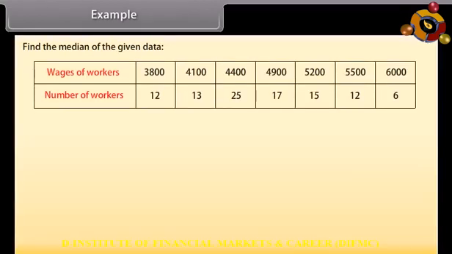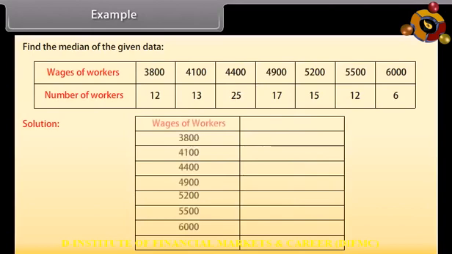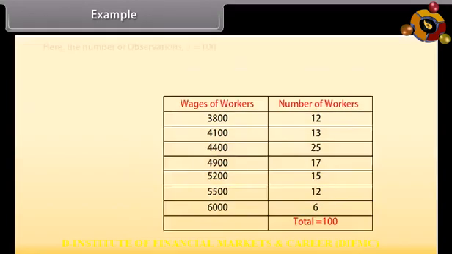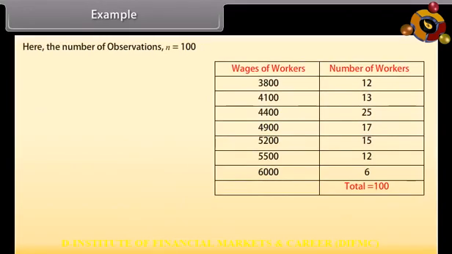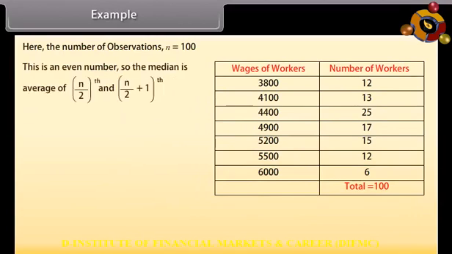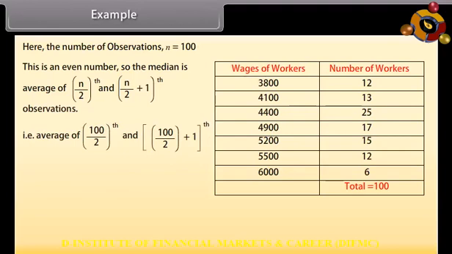Find the median of the given data. Solution. Firstly, we will write the wages of workers and the number of workers. The total number of workers is 100. Here the number of observations n is equal to 100. This is an even number, so the median is the average of the n by 2th and n by 2 plus 1th observations. That is the average of the 100 by 2th and 100 by 2 plus 1th observations, that is the average of the 50th and 51st observations.